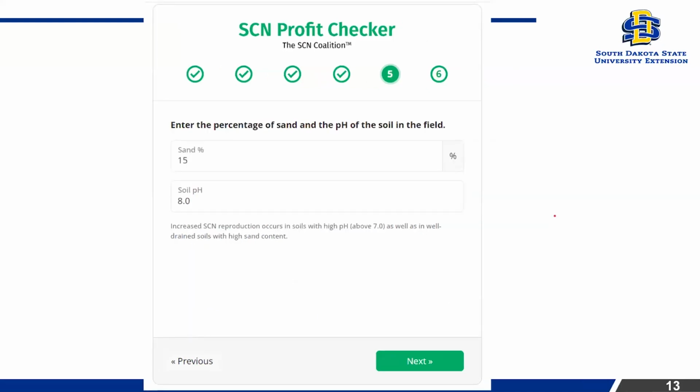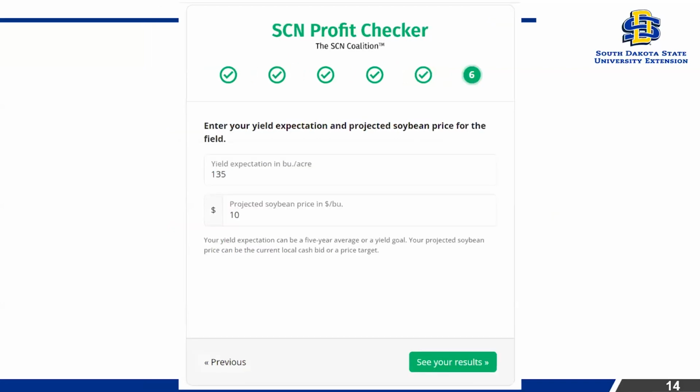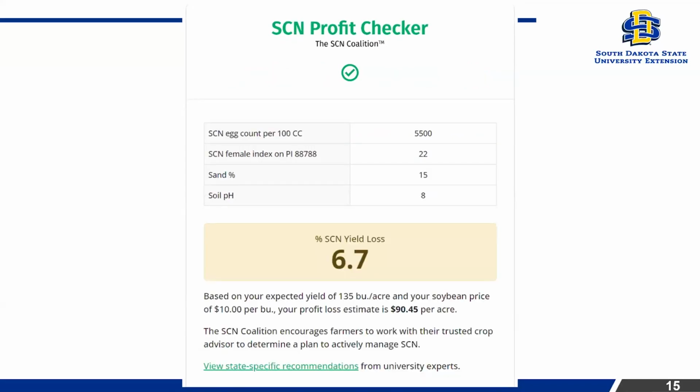And then you can enter the percentage of sand and the pH of the soil in the field. I just grabbed some numbers here. Then also enter your expected yield and the projected soybean price. So this is the result that you'll get at the end. It says that with 5,500 eggs per 100 cc's and all of the other factors, our percent SCN yield loss is 6.7, and the estimated profit loss is $90.45 per acre.